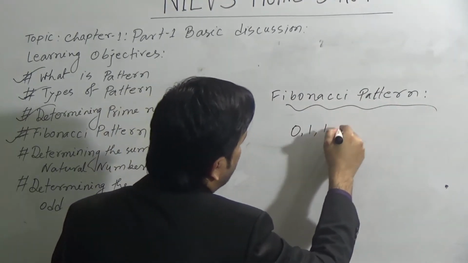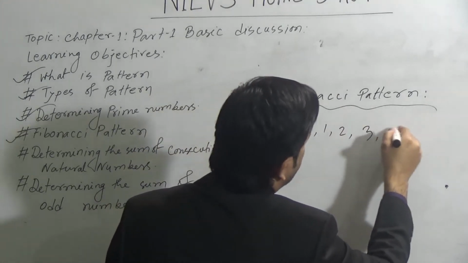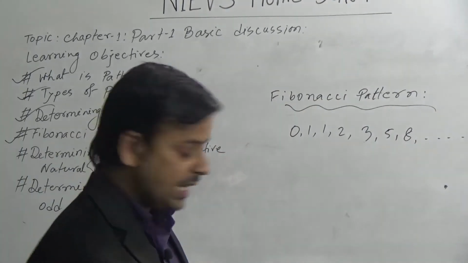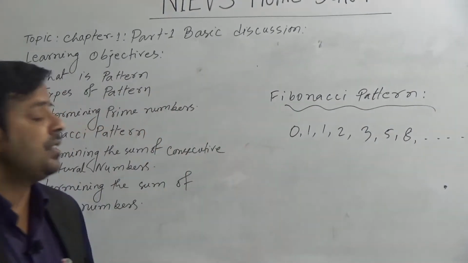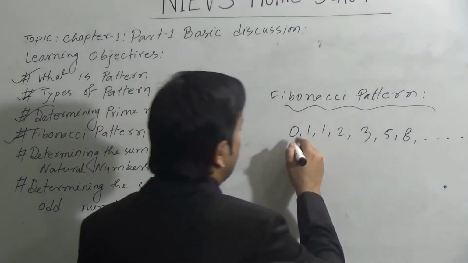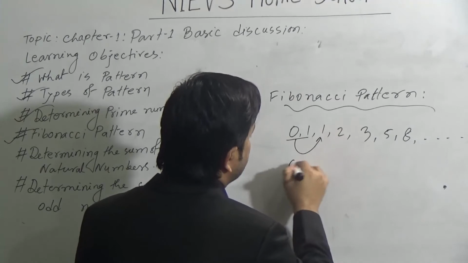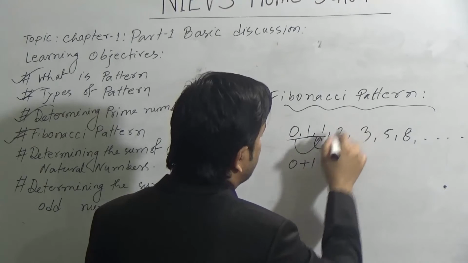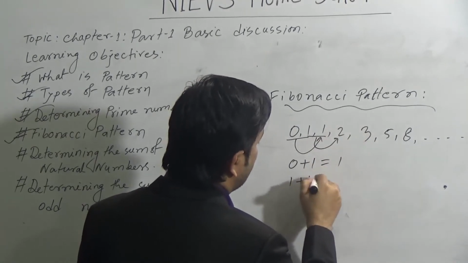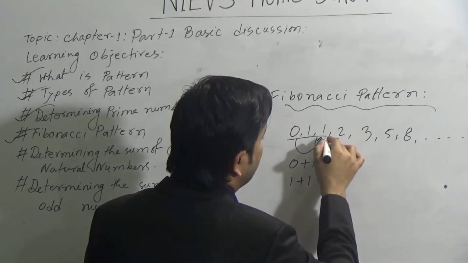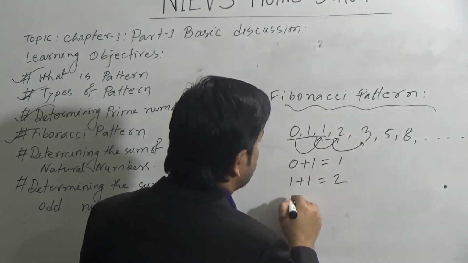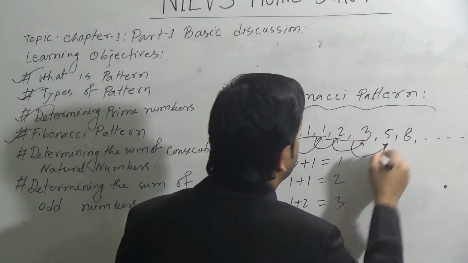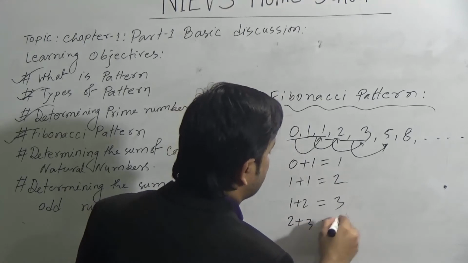0, 1, 1, 2, 3, 5, 8. This is a pattern. Okay, dear students, now see this pattern. Follow our rule. What is the rule? The rule is the sum of these two numbers is this one. 0 plus 1 is equal to 1. Sum of these two numbers is equal to this one. It means that 1 plus 1 is equal to 2. Then the sum of these two numbers is the next one. So 1 plus 2 is equal to 3. Sum of these two is this one. It means that 2 plus 3 is equal to 5.